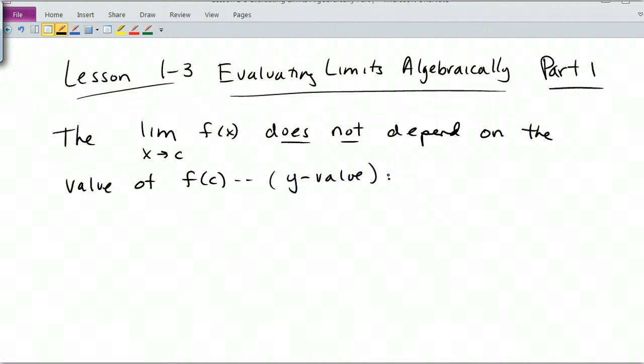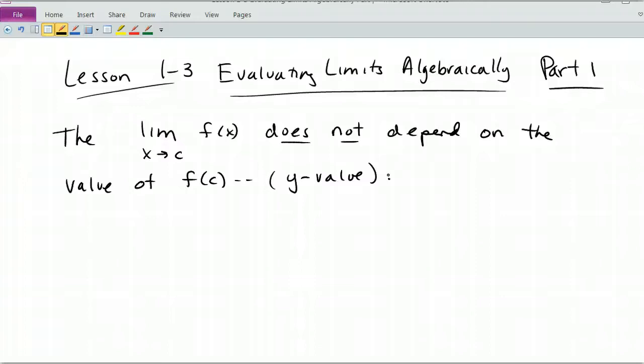That's because when you're taking a limit, it's read as x goes to c or as x approaches c. You're looking at what the function does as x approaches c, not what happens as x equals c. So as x approaches c, is the y value approaching some y value from the left and from the right? If that's the case, then the limit exists, and it's that y value.